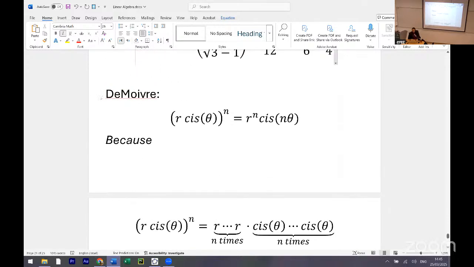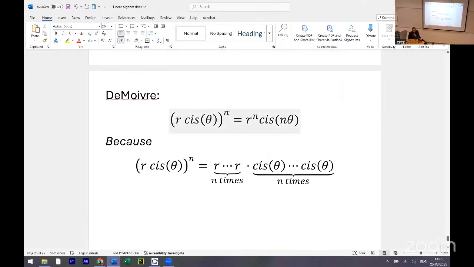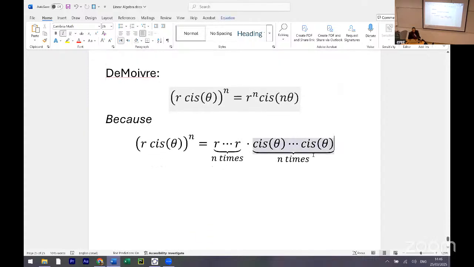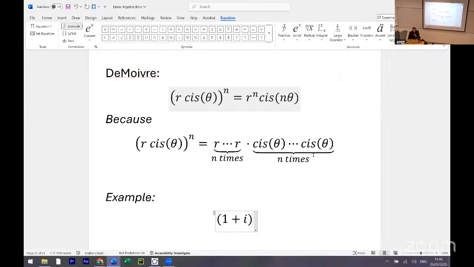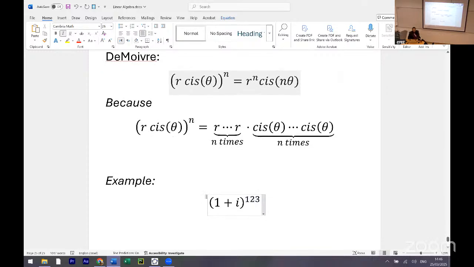Okay, so that's De Moivre's law. When I take a complex number to the power of n, I get this. And now I can give you the example I wrote before. What is (1 plus i) to the power of 123? So first of all, we will convert the number to its geometrical form. Why? Because it's much easier to answer the question from the geometrical point of view.